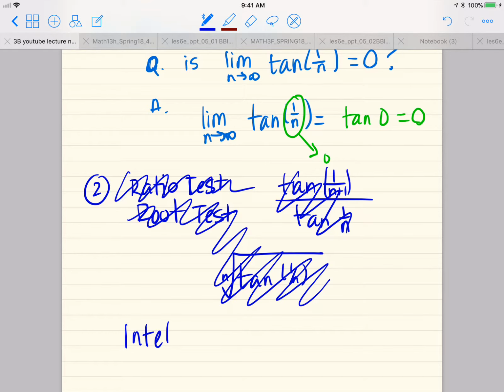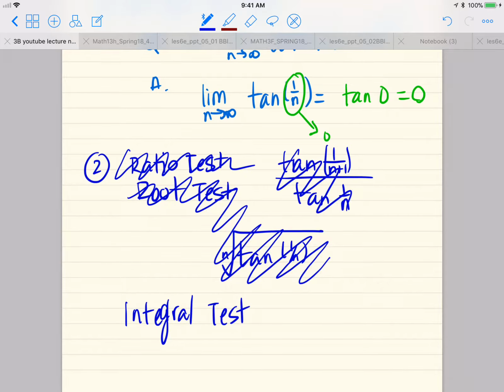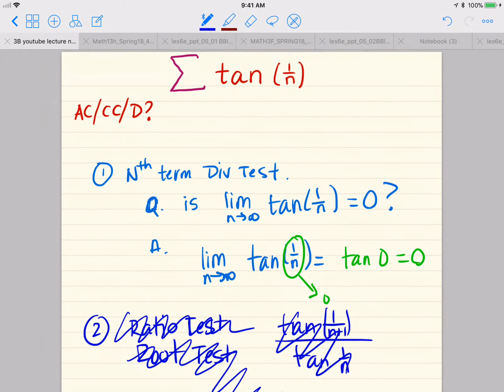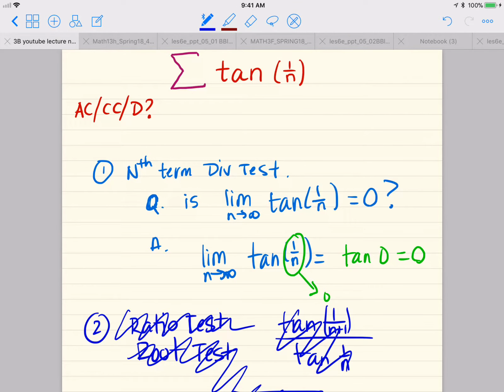Integral test. Maybe the integral test will save us. I don't know the integral of tangent of 1 over x dx. That does not look familiar. Yikes. So, no to the integral test. It's not geometric. It's not a p-series. Things aren't going to cancel out, so it's not a telescoping series.